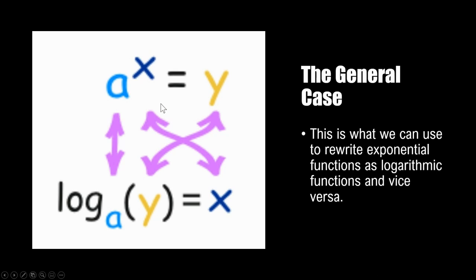All right, now I know this picture on the left is a little blurry, but this is just that general case. So no matter what the numbers are, how do I rewrite it? And that's what we're going to be doing also in our Delta Math assignment: rewriting. If they give you an exponential equation, how do you rewrite it as a logarithm equation? And then can you do the reverse? If I give you a logarithm equation, can you rewrite it as an exponential equation? So you've got to be able to go back and forth.